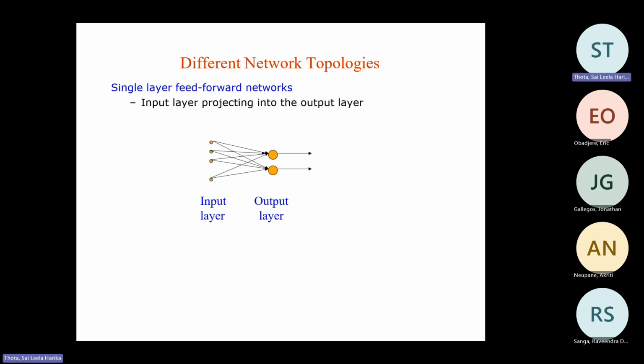So we have different network topologies. This is a simple single layer, where there are no hidden layers. If you observe this network, we just have input and output. So we can consider this as the first artificial neural network. The first artificial neural network is the perceptron. In that there are no hidden layers, just the input and the output.